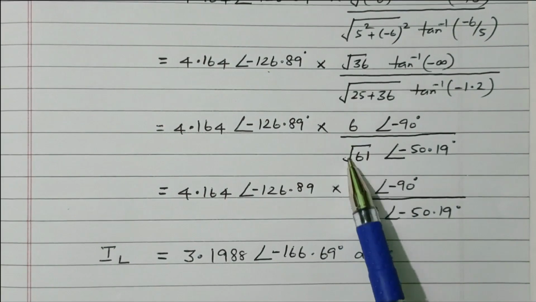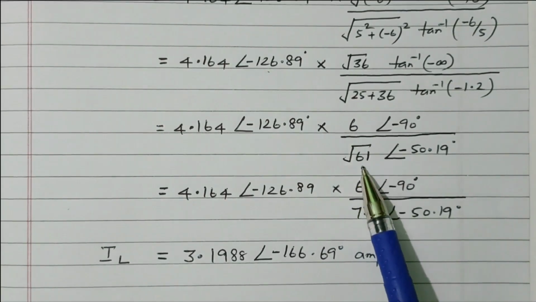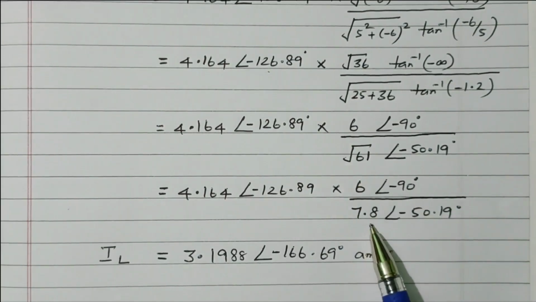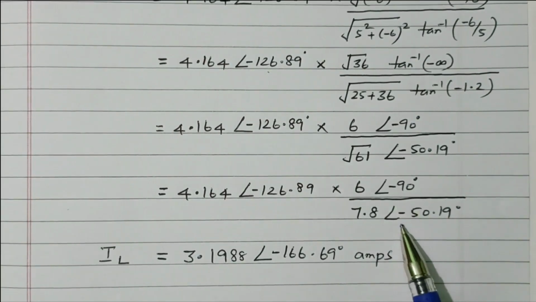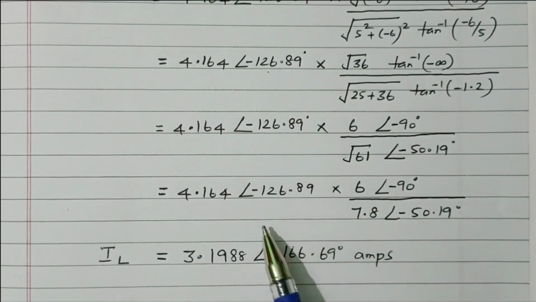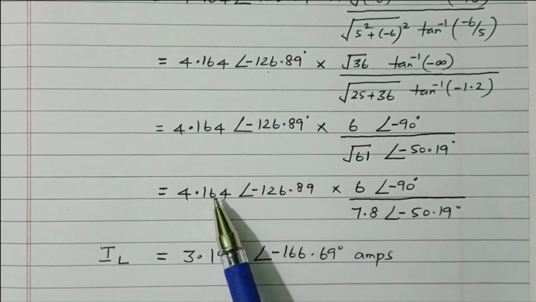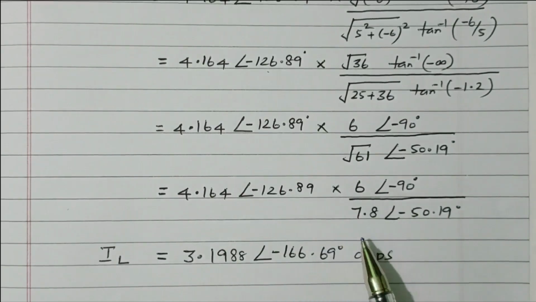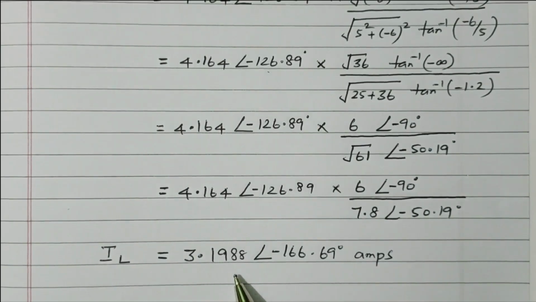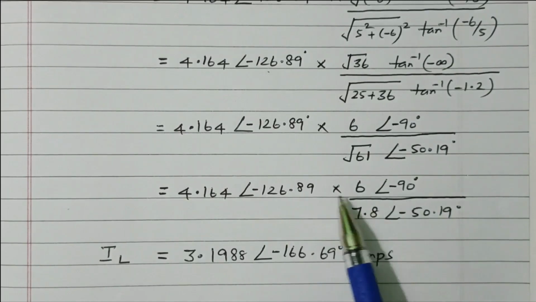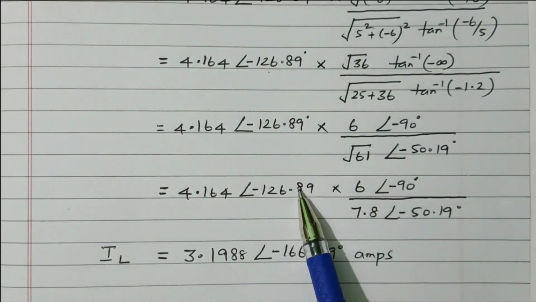So these two should be divided. 6 divided by square root of 61, that is 6 divided by 7.8. Then minus 90, this is minus 50.19. So these two are multiplied, means these two magnitudes can be multiplied and divided by 7.8. So it is 3.1988.